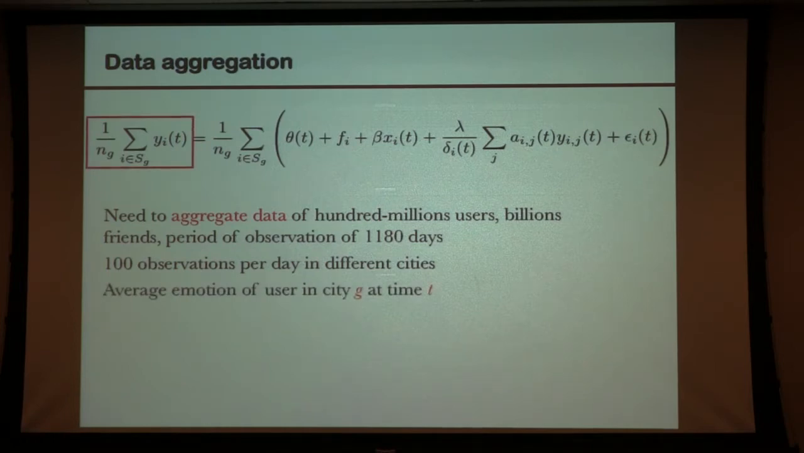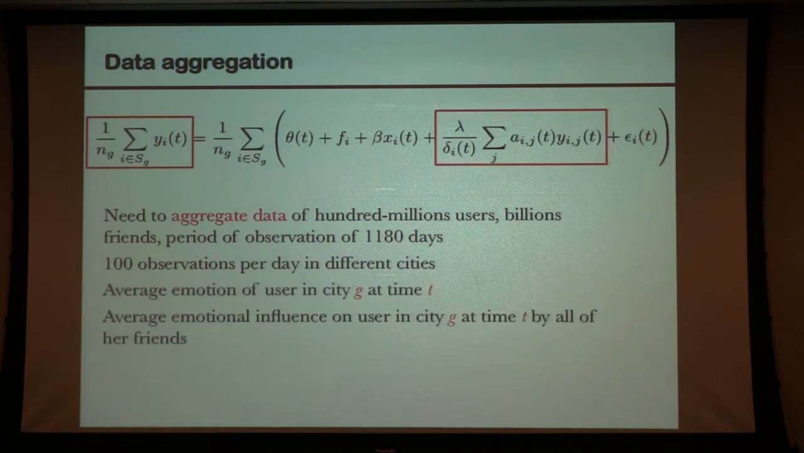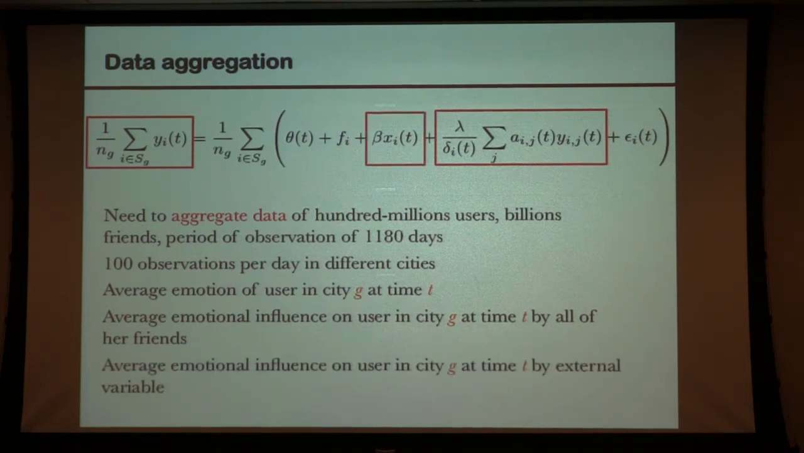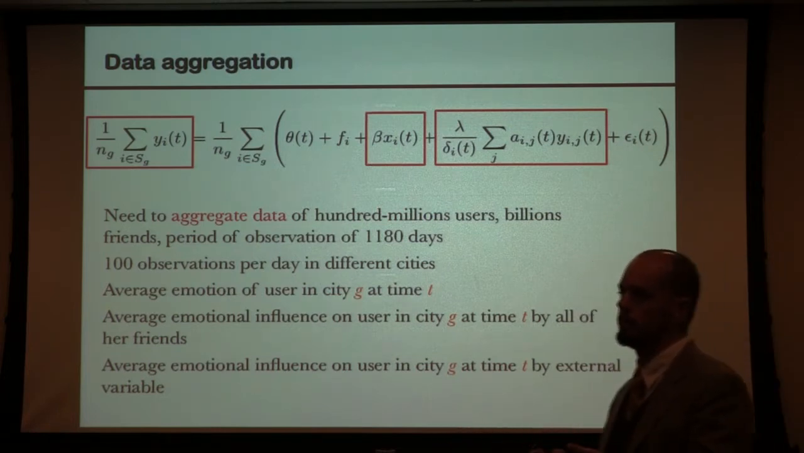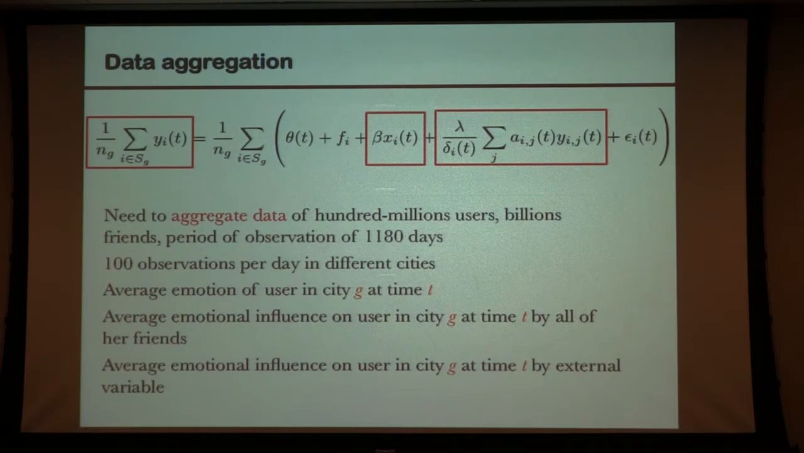So this is the average emotion of user in city G at time t, if you wish. This is the average emotional influence on user in city G at time t by all of your friends. And this is the average emotional influence on user in city G at time t by the external variable. Okay, when you sum all of that. Notice that here I'm assuming that this beta and lambda, these are the parameters I want to measure. I'm assuming they are constant. So if I figure them out, I can figure them out from the other ones.